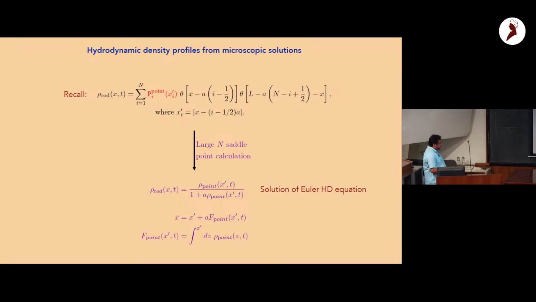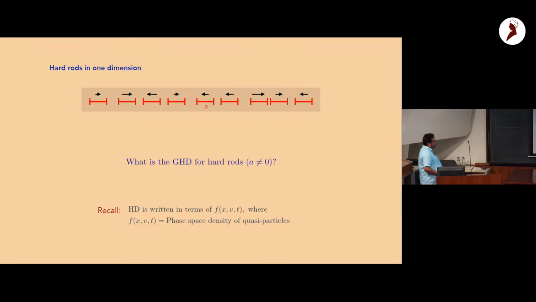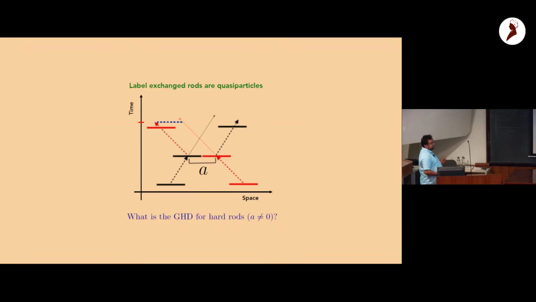I will show that. So what is the hydrodynamics for hard rods? Recall that the hydrodynamics of hard rods is written in terms of the phase space density of quasi-particles, and in this case, for the hard rods, the label-exchanged rods are the quasi-particles. At each collision you just exchange the labels, and the rods that you get are the quasi-particles. We want to write down the hydrodynamics in terms of the phase space densities of these quasi-particles. Does that answer your question?